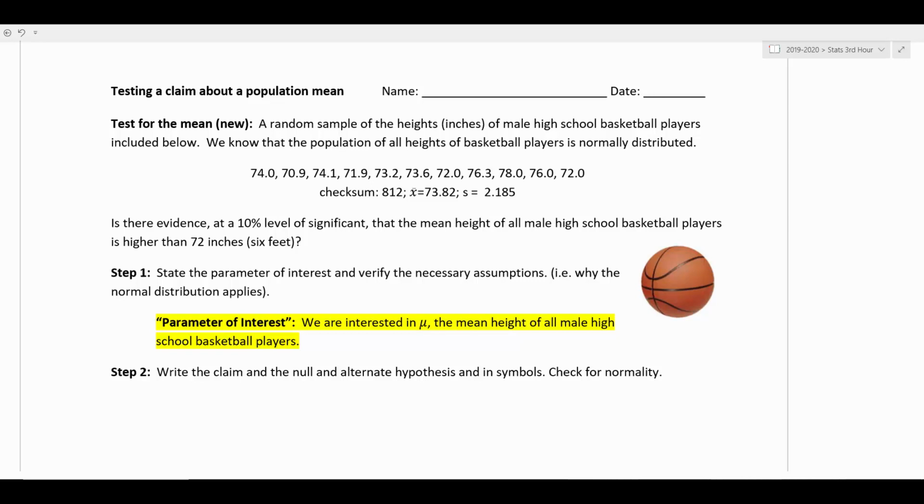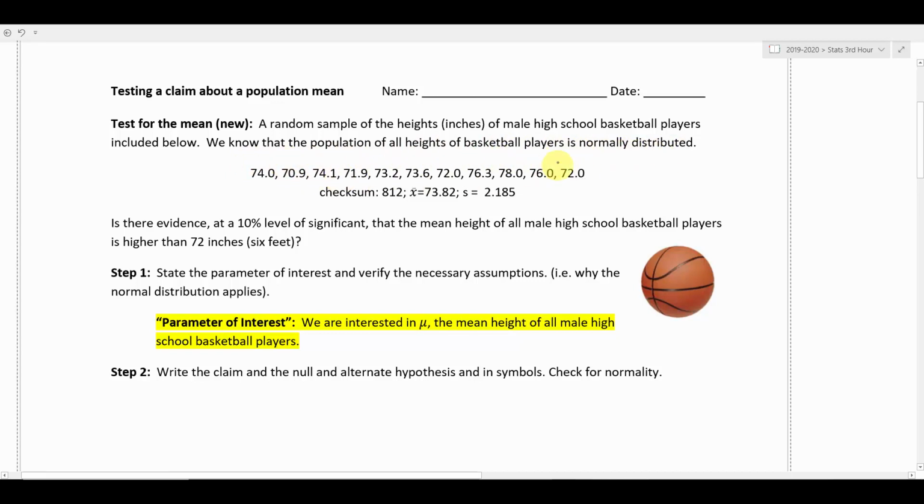All right. So let's take a look at this new problem here. We're testing for a mean. It says we have a random sample of heights of male high school basketball players included below. So we have a sample with some data here. And it says we know the population of all heights of basketball players is normally distributed. Okay, so that's a key piece of information there.